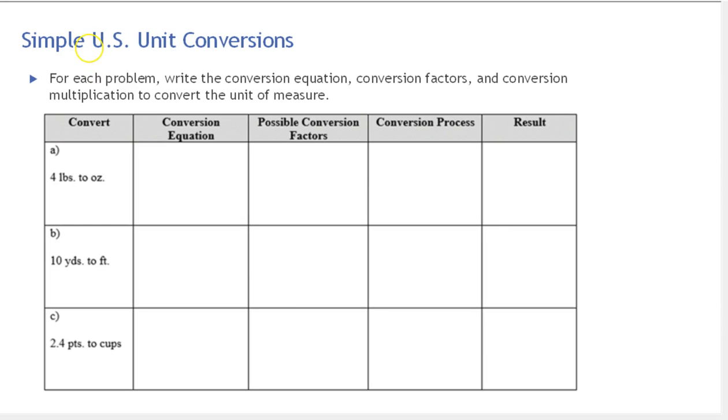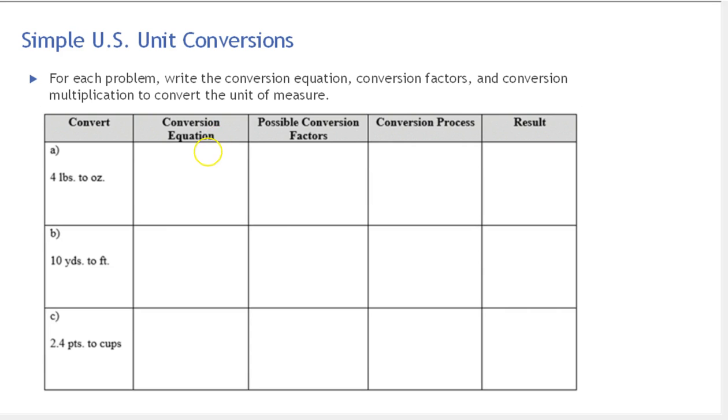In this video, we're going to do some simple US unit conversions. And by simple, we mean that we're going to have a conversion equation and a conversion factor to go from one unit of measure to the other. Notice at this table, it says what we're starting with and what we want to convert to. We're going to write a conversion equation and possible conversion factors, then we're going to show our conversion process and the result. So let's go through this so you can understand what each of these mean.